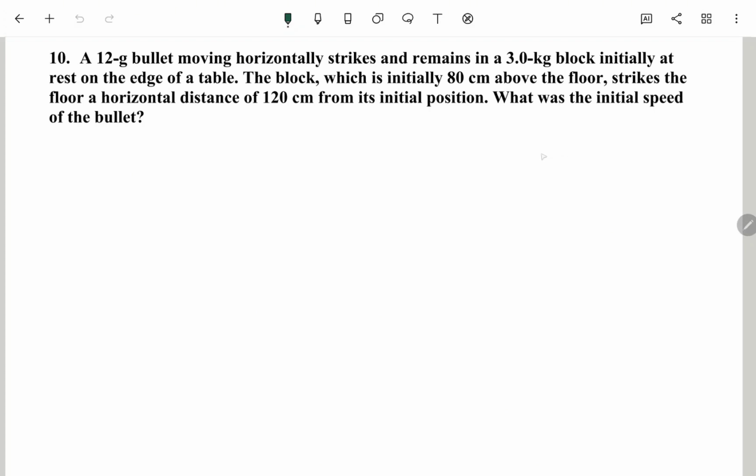Now here's the situation. We have an object, and a bullet hits this object and sticks inside it.